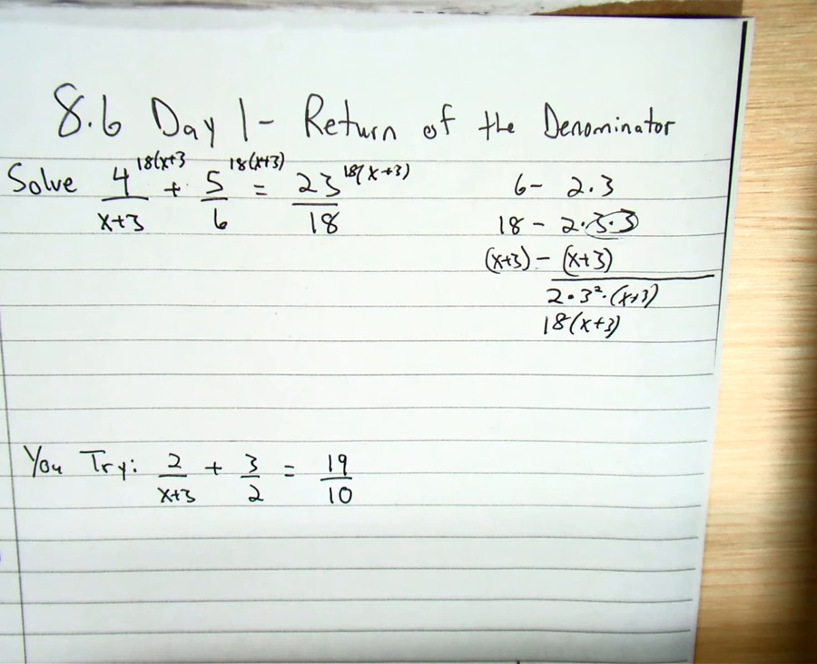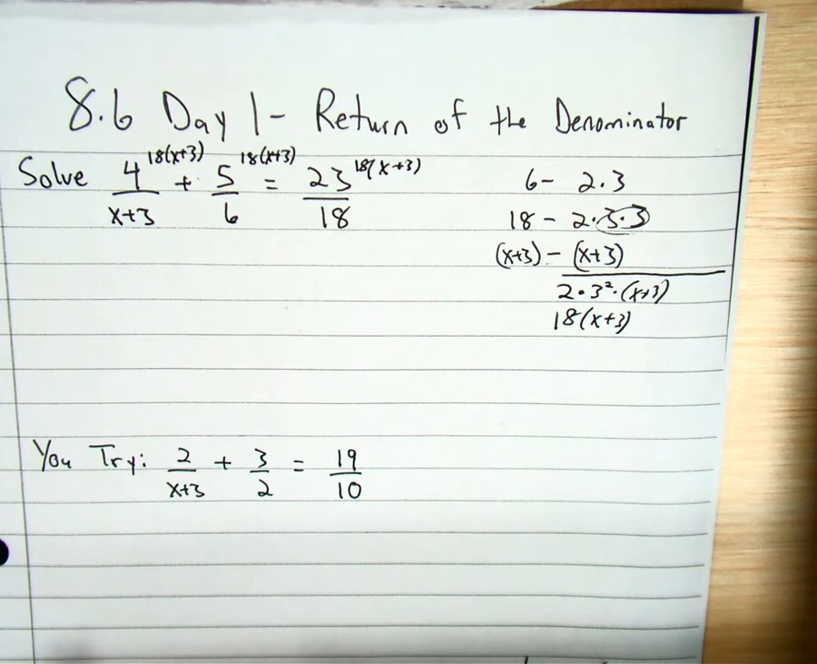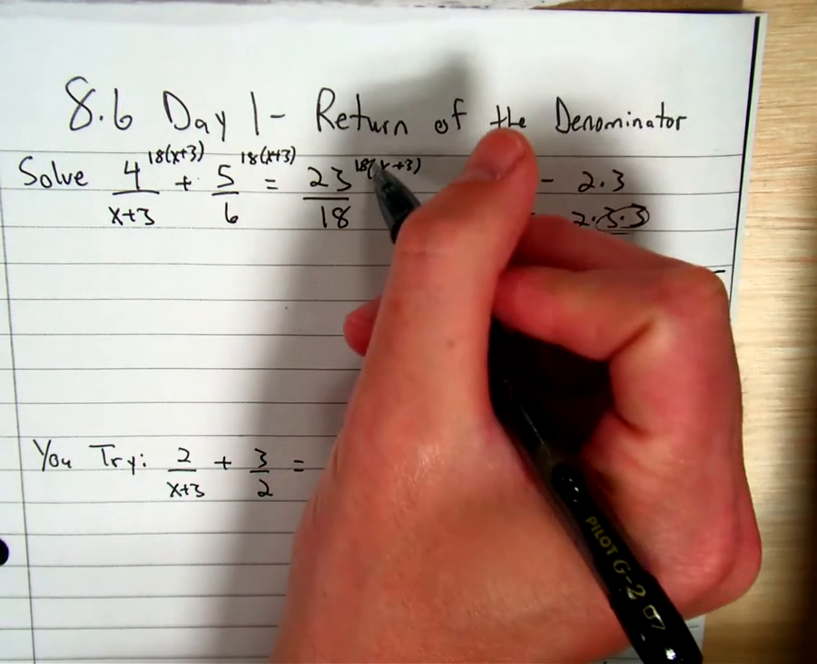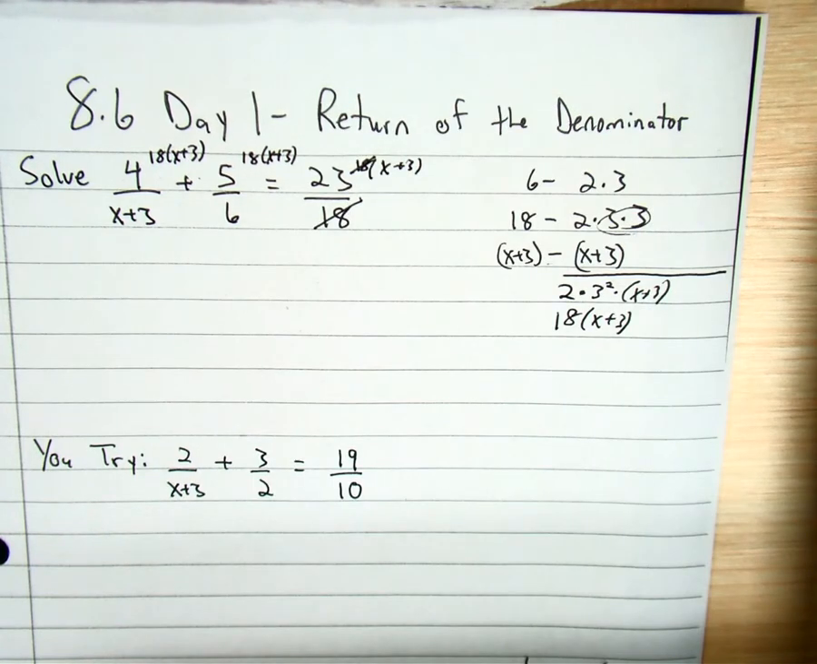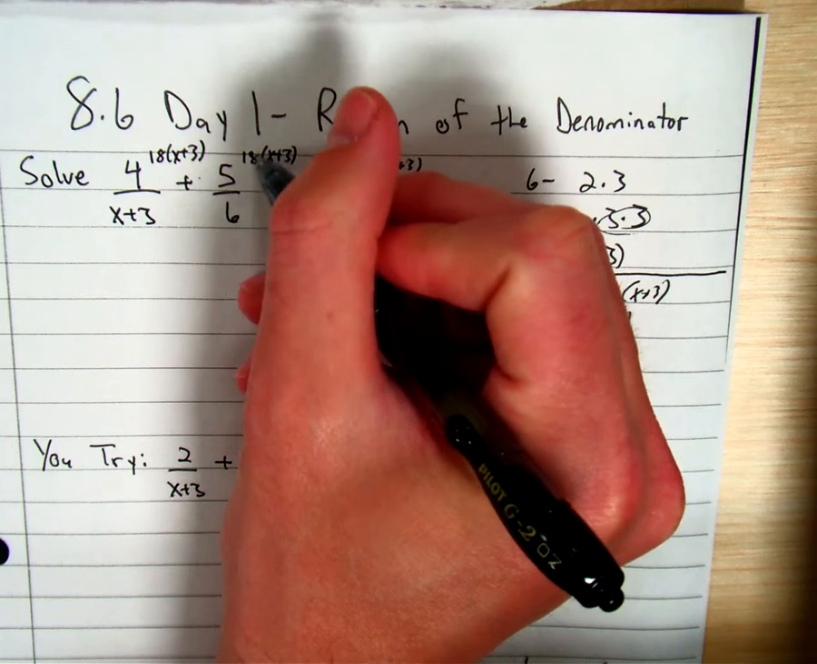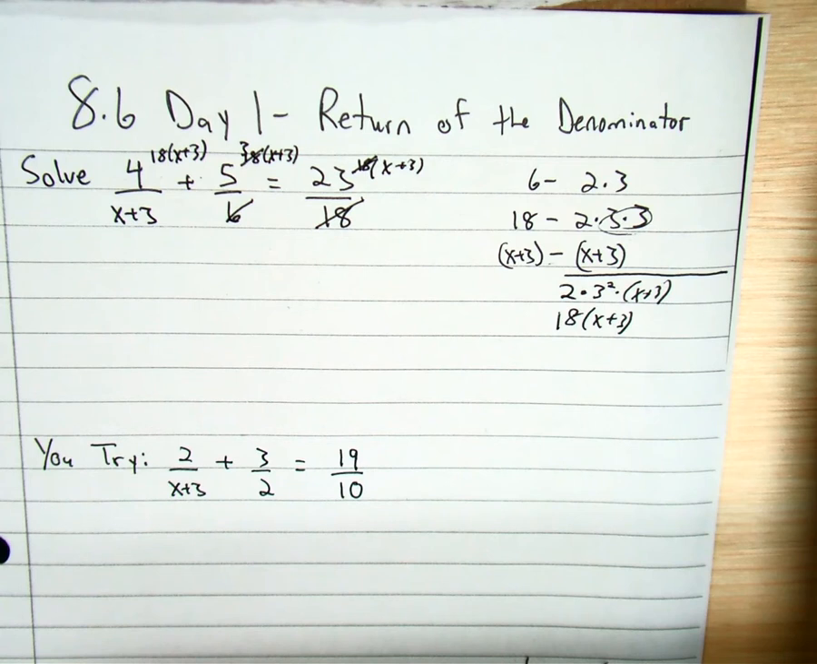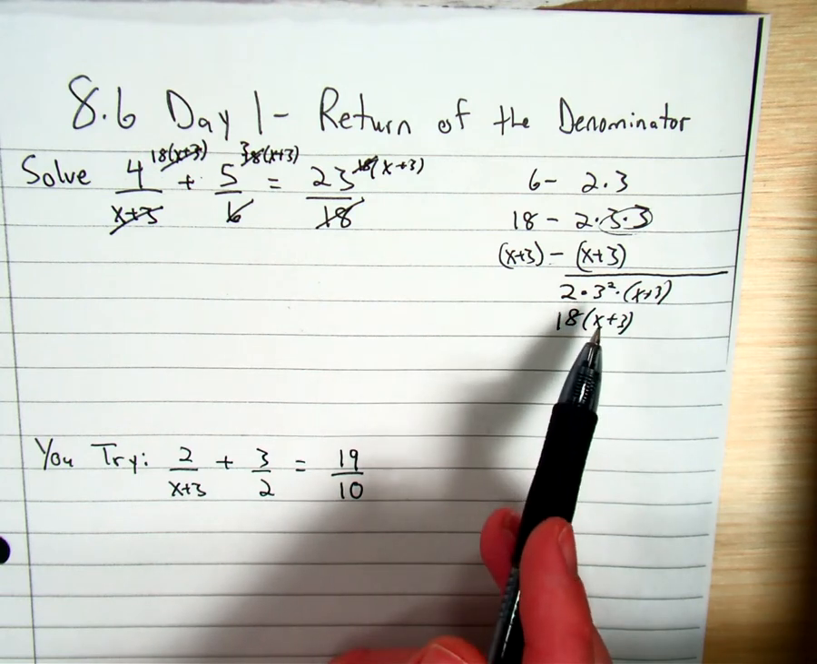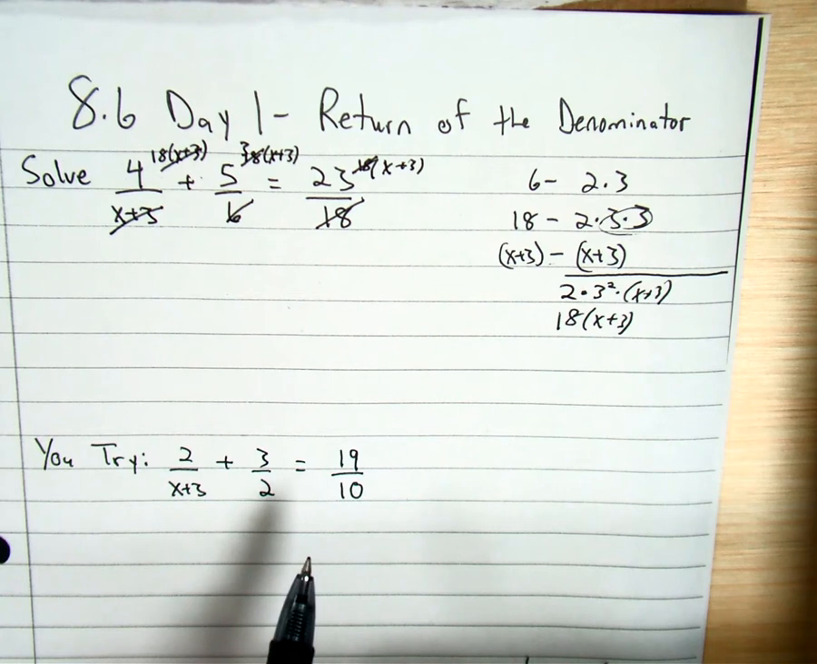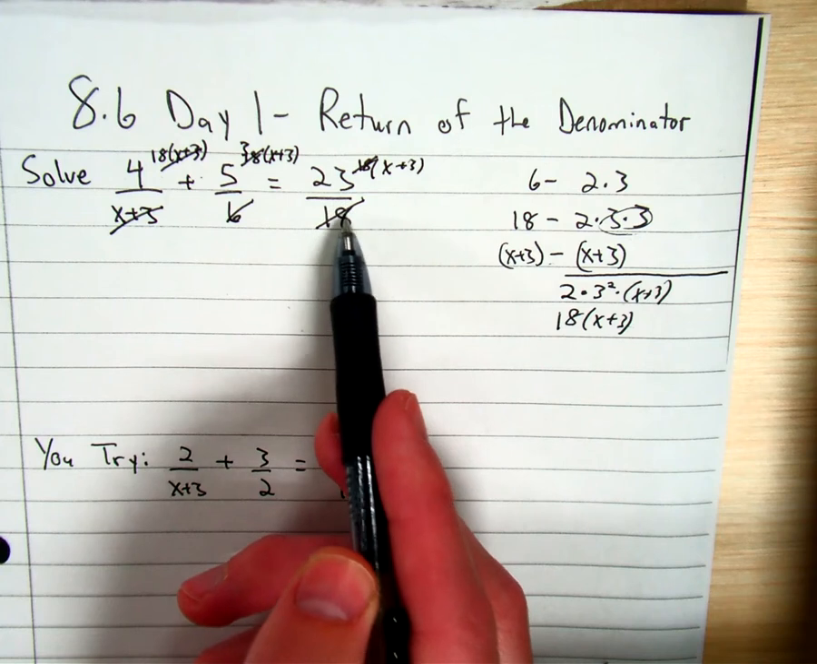and see what happens. If I multiply everything on both sides by 18 times x plus 3, that keeps it balanced. And look at this. 18 cancels out with that 18. 18 divided by 6 is going to be a 3. We'll have 5 times 3 times x plus 3. And x plus 3 cancels out with x plus 3. So by finding the common denominator and multiplying everything by it, it's going to clear out all our denominators, because it has all of those as part of it.